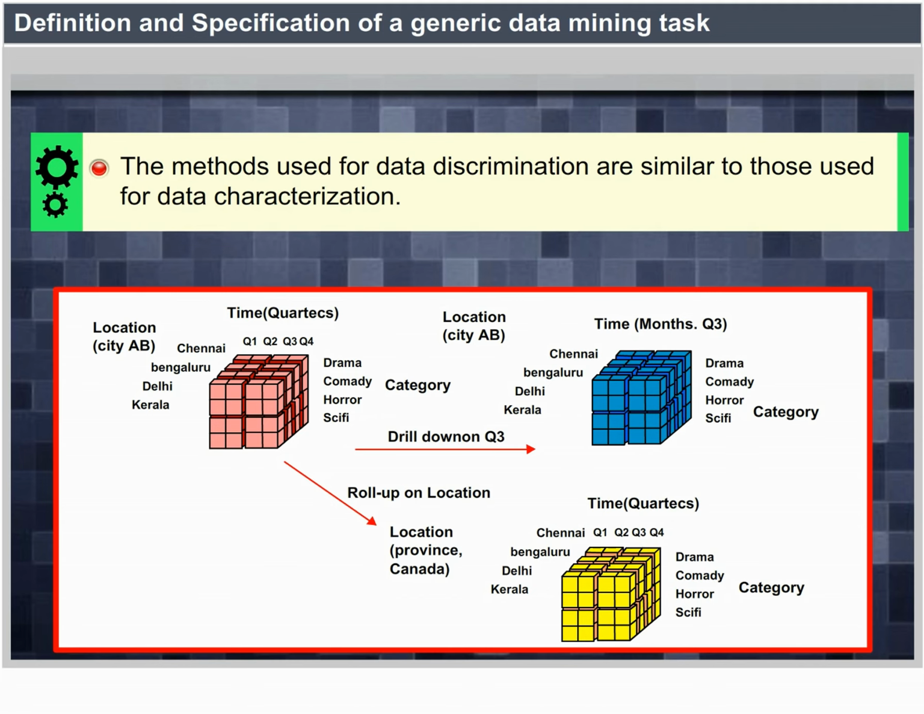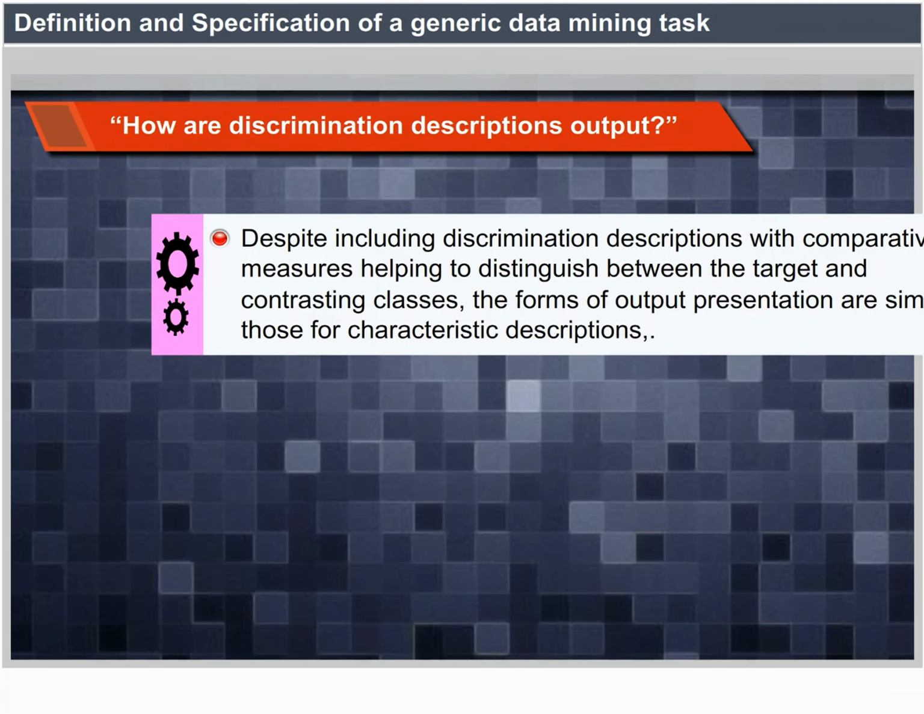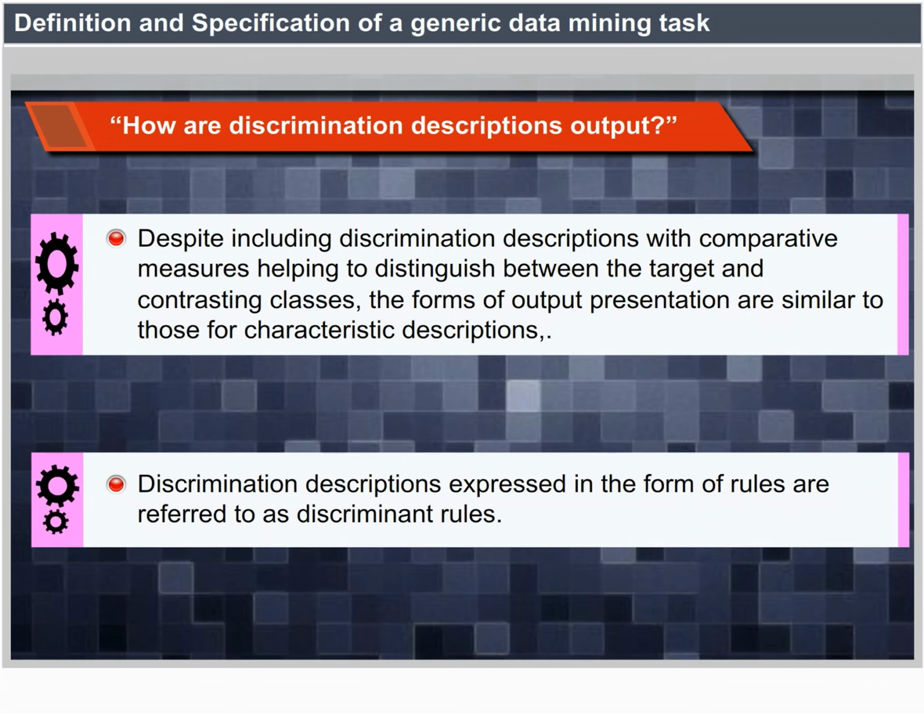How are discrimination descriptions output? The forms of output presentation are similar to those for characteristic descriptions, although discrimination descriptions should include comparative measures that help to distinguish between target and contrasting classes. Discrimination descriptions expressed in the form of rules are referred to as discriminant rules.